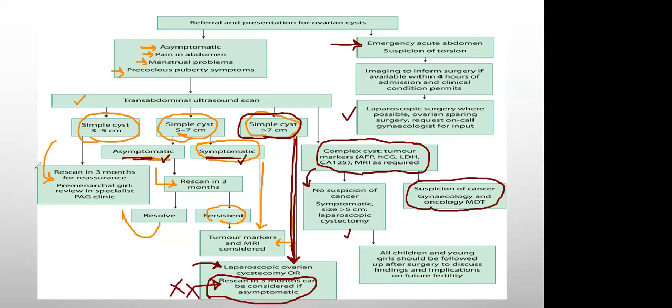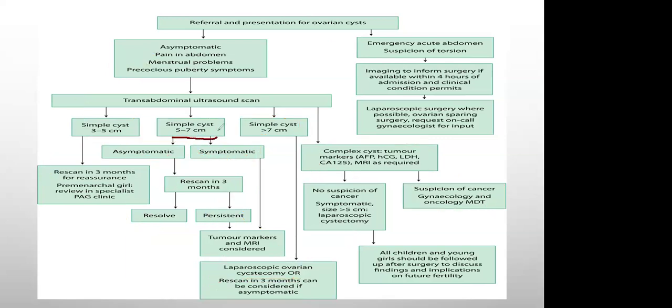Please apply the same idea on the previous box. So simply, if you have a simple cyst 5 to 7 centimeters, it's here divided into two small boxes, asymptomatic or symptomatic. It means it is not a consultant opinion. If the patient is asymptomatic, offer her a rescan. This is the rule, and it's not a consultant opinion. If she is symptomatic, offer her tumor markers and MRI. You have to follow the tracks.